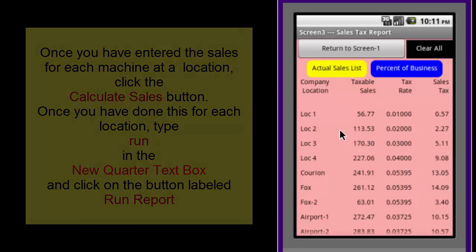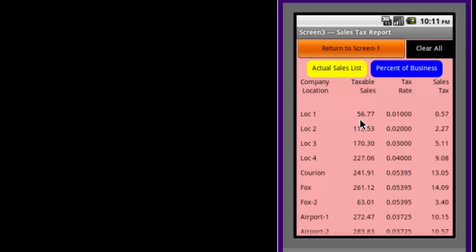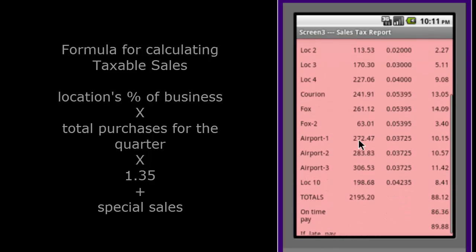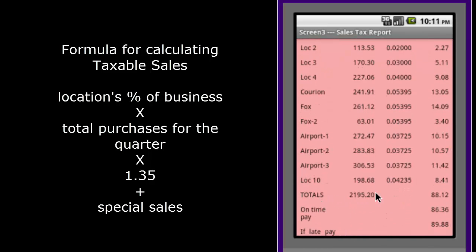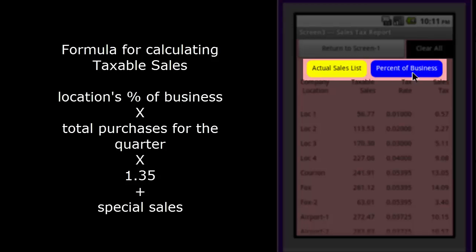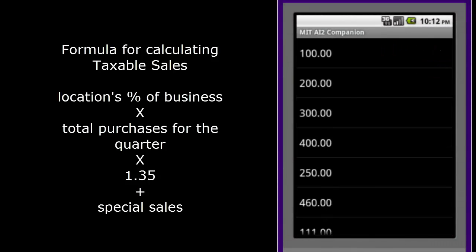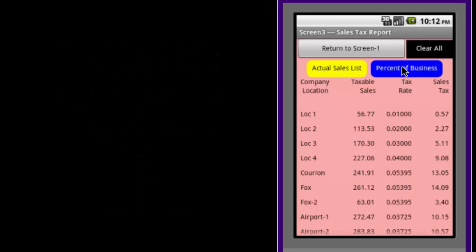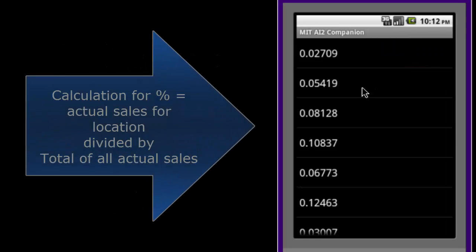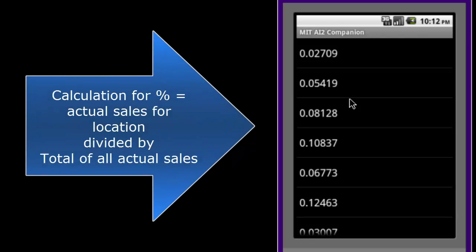And here is your report. The report is fairly self-explanatory. You can scroll up and down here. Here are our totals down here. But let me explain these 2 buttons, Actual Sales and Percent of Business. First, the Actual Sales button. These are the actual sales that were recorded by the vending machines, for which the percent of business were calculated. And the Percent of Business button. These percents are the ones used in the formula to calculate taxable sales.